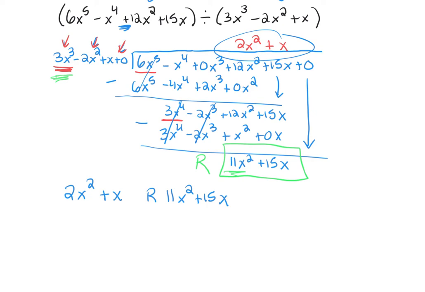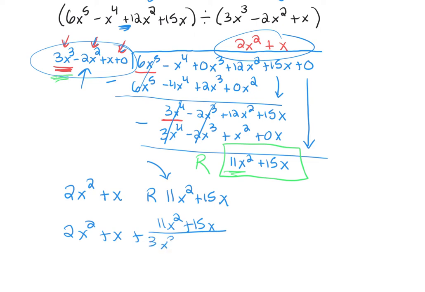But remember, how do we write remainders? We always write it as a quotient of the remainder over the divisor. So 2x squared plus x plus 11x squared plus 15x over 3x to the third minus 2x squared plus x.